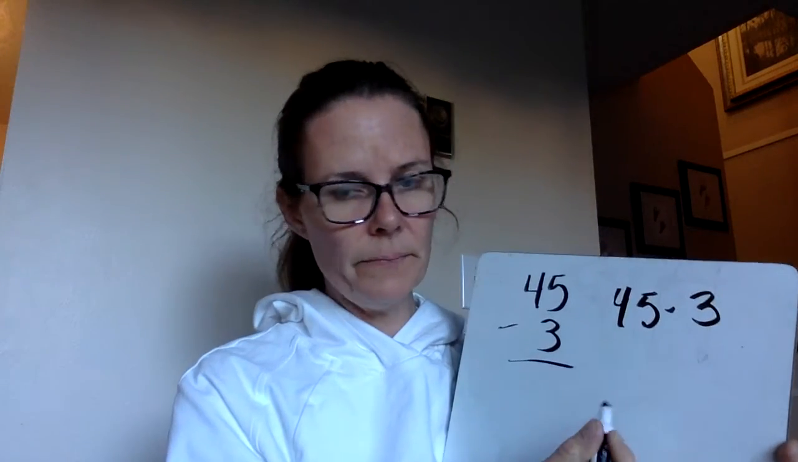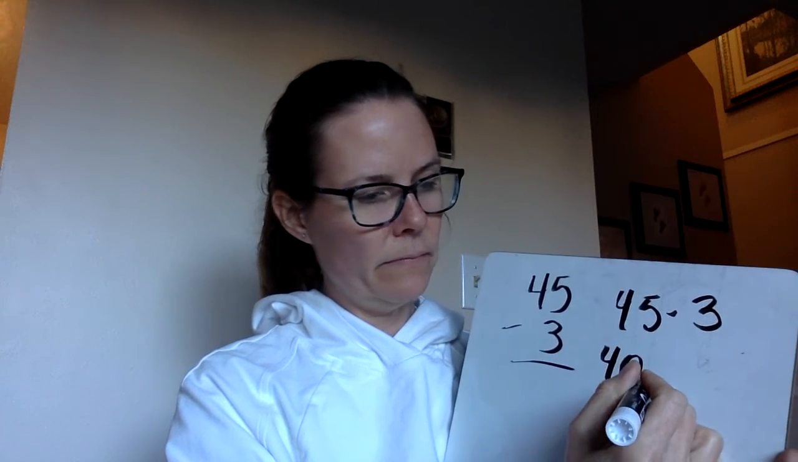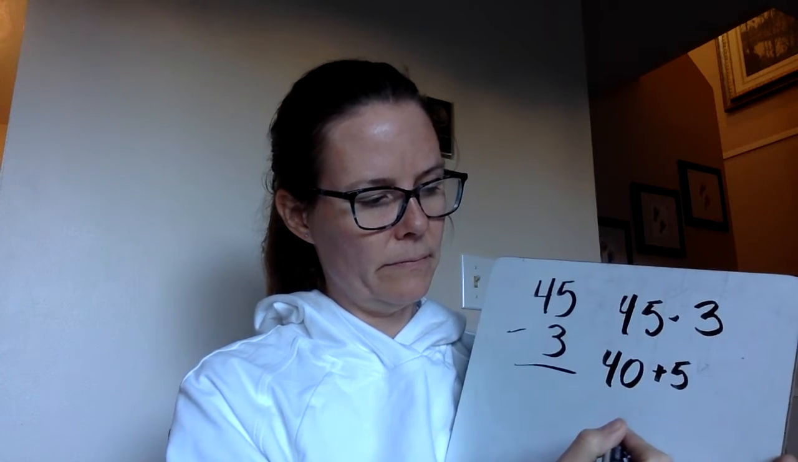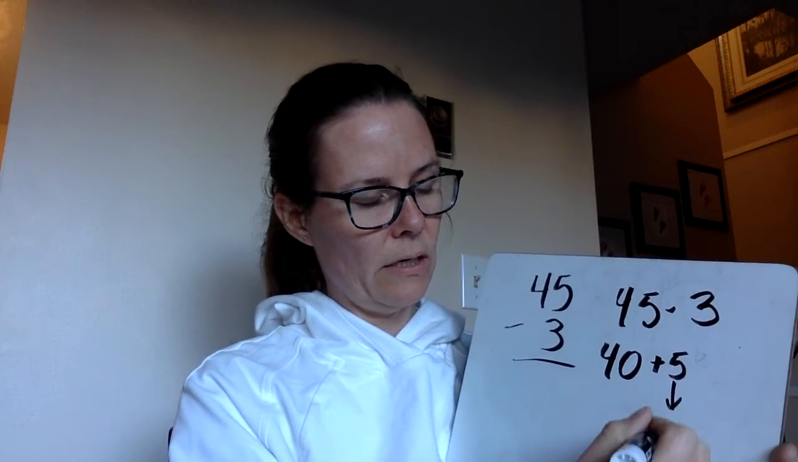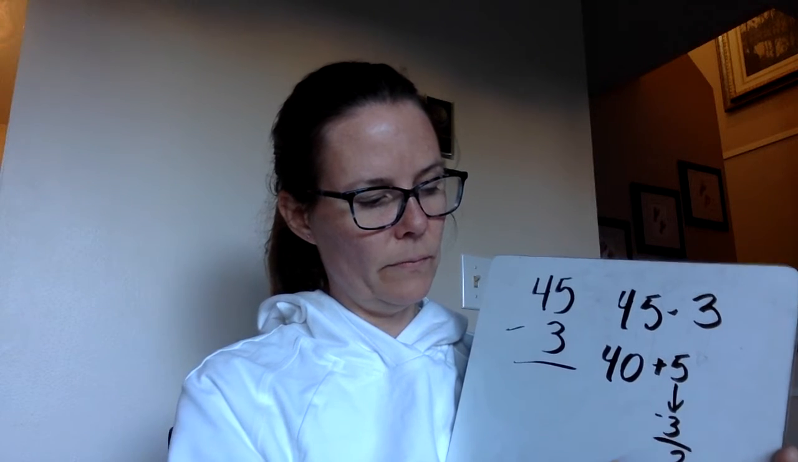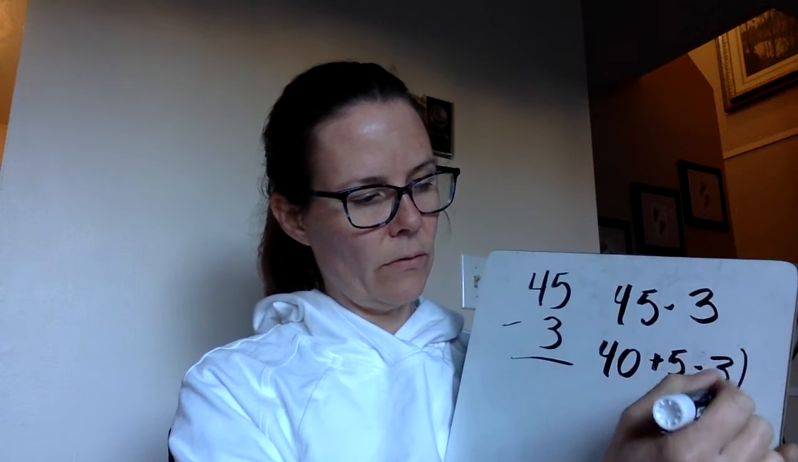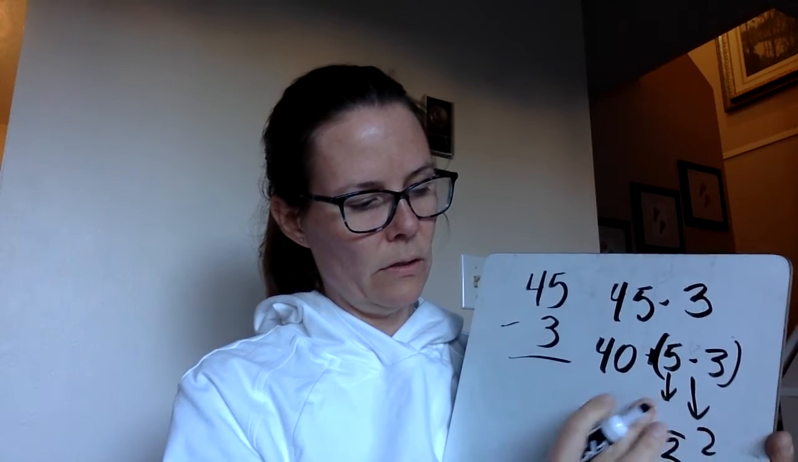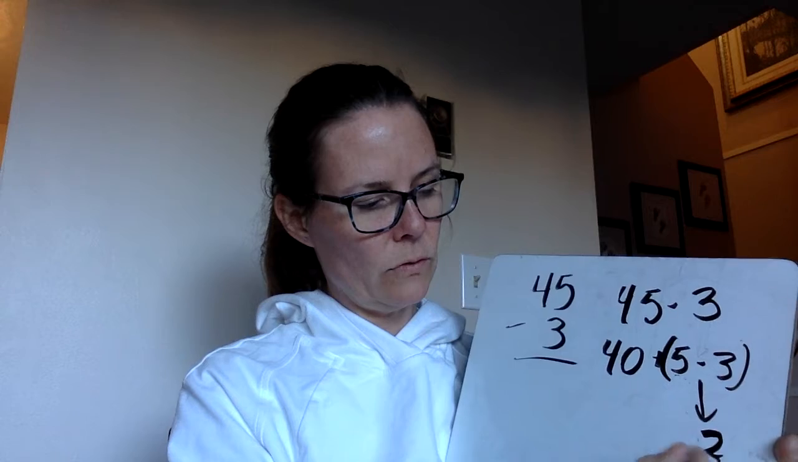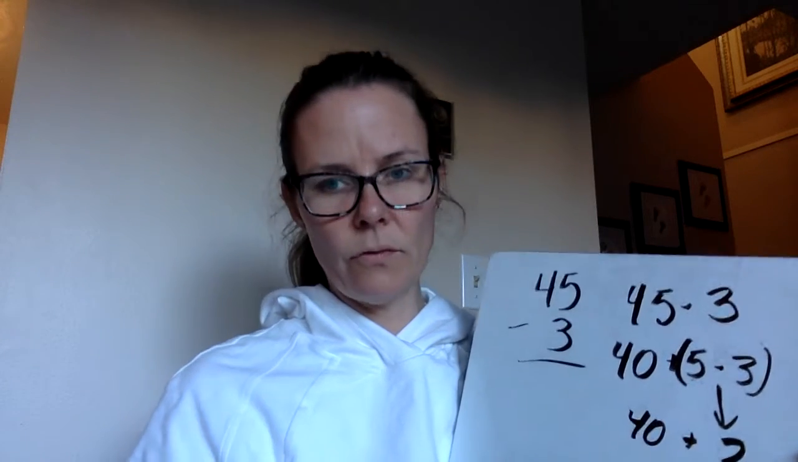I said 45, take away 3. I can also write it this way, 45 take away 3. I can say 40 plus 5, and I can say 5 take away 3 is 2, right? Another easier way to write that. So 2 plus 40 is 42. And that's the pyramid math that we did in the addition portion as well. Okay.